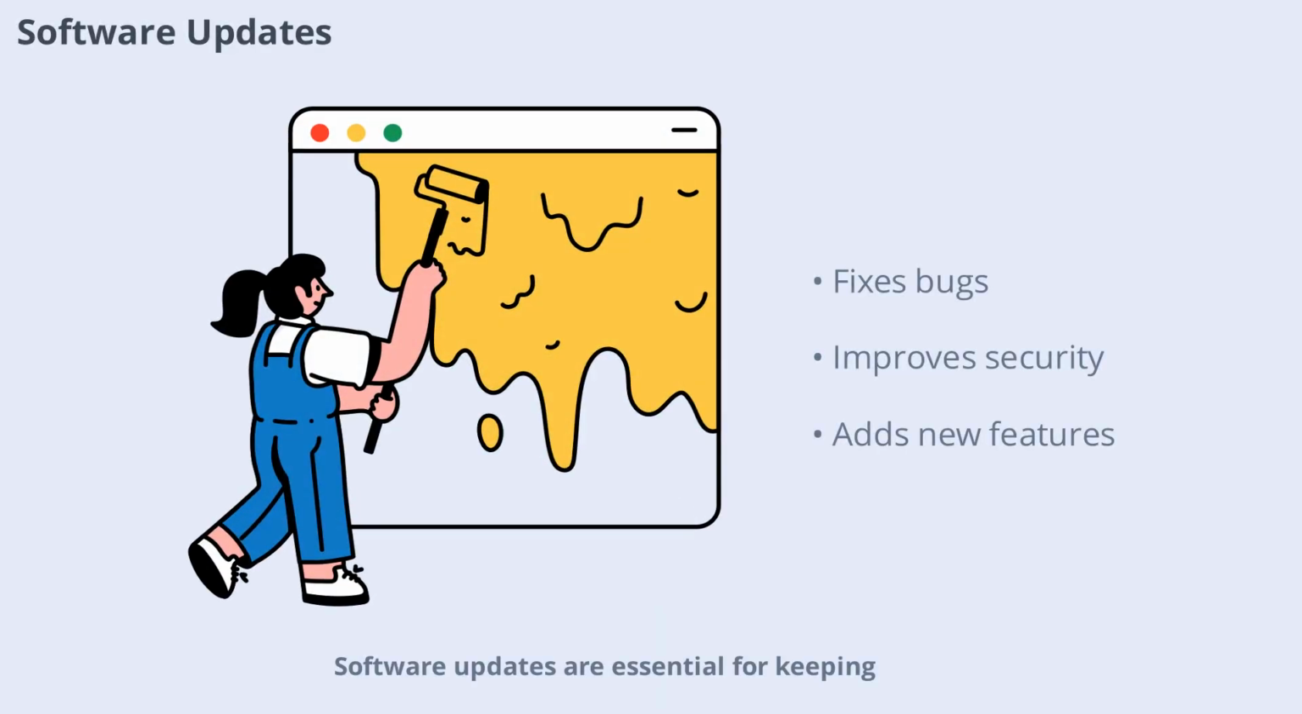Software updates are essential for keeping your programs secure and running smoothly. Updates can fix bugs, patch security vulnerabilities, and add new features. It's important to regularly update your software to protect your data and ensure you're getting the best possible performance from your devices.